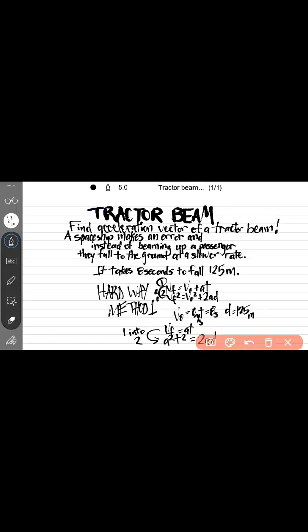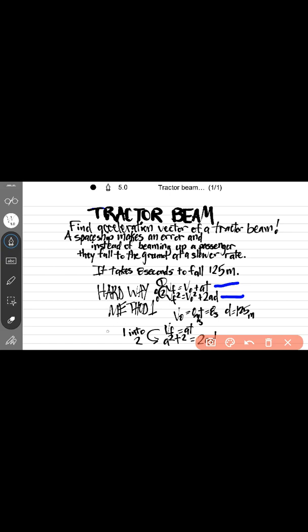The hard way, the way that I did it with another student I was tutoring, was the long way. But anyway, you can use the VF equation. Your VF equals V naught plus AT. You can combine that with VF squared equals V naught squared plus 2AD. You can do a simultaneous equation operation in algebra.